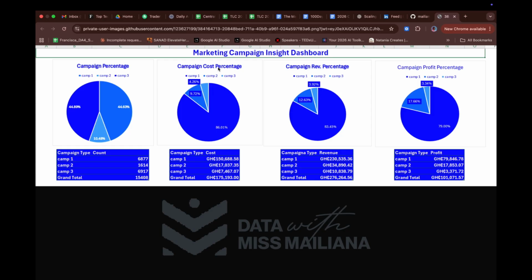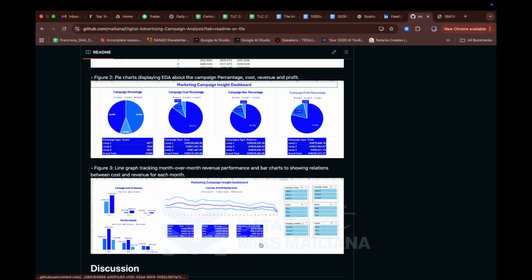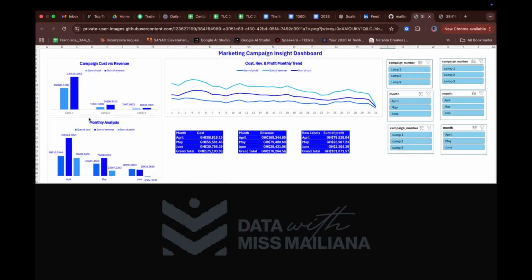So this is the cost, right? And this is the revenue, and this is the profit we receive from each of the campaigns that were done. Do you get? So it's easy to read. If I tell you to read this, you'll be able to read it easily. That's the goal, right?